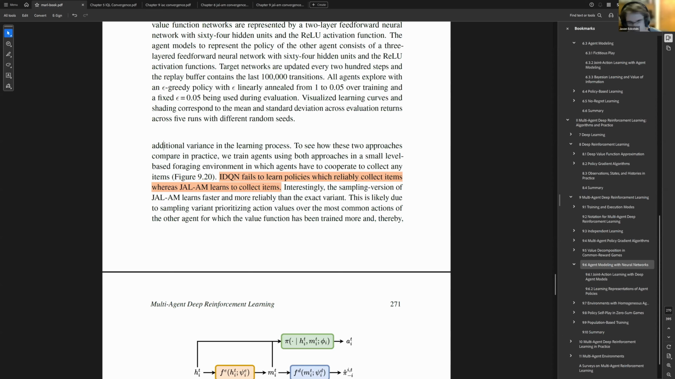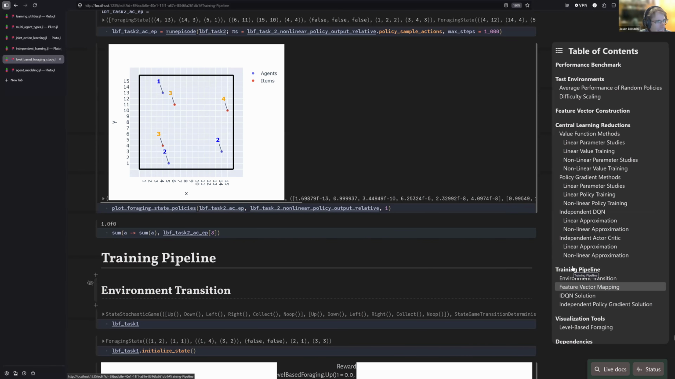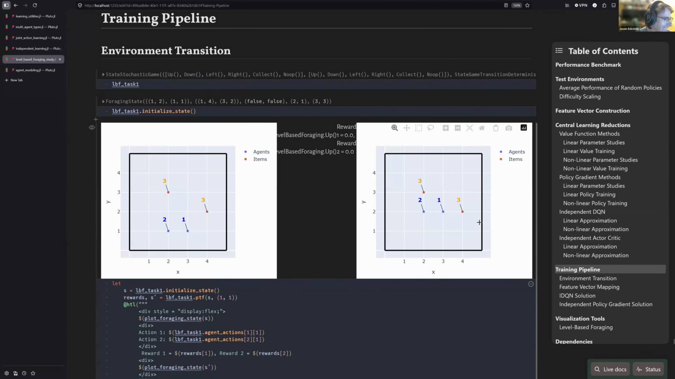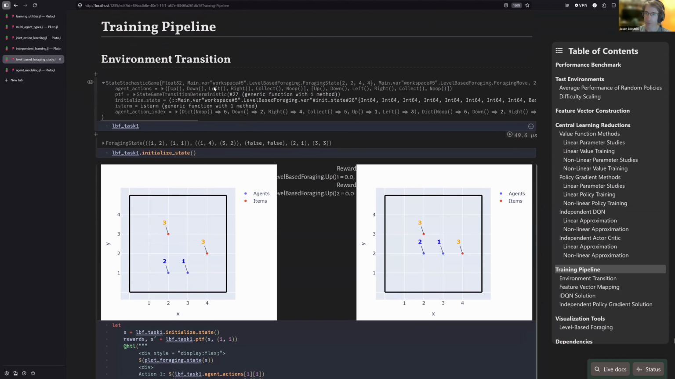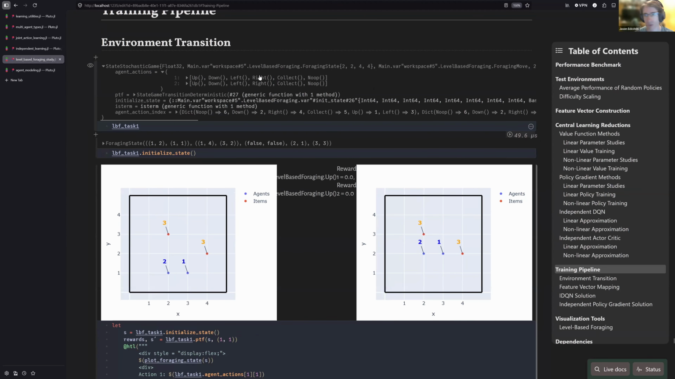Okay, for now I think I want to show some of the things I talked about in an actual concrete example. Here I have an implementation of this level-based foraging task. I didn't include it in the notebook, but the agents can move and they can collect an item, or the no-op action where they do nothing. So there are a few extra actions here. But this is the environment, and this particular version of the task.